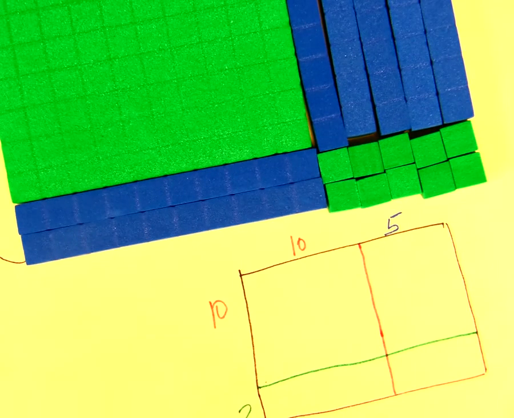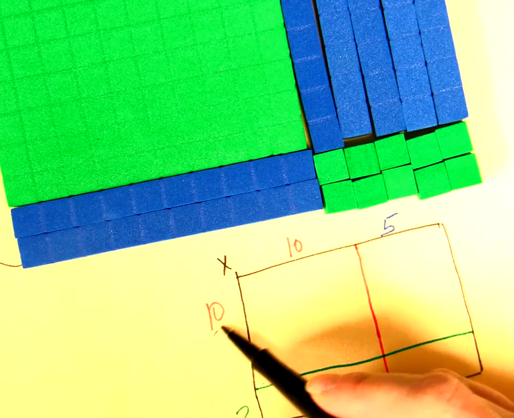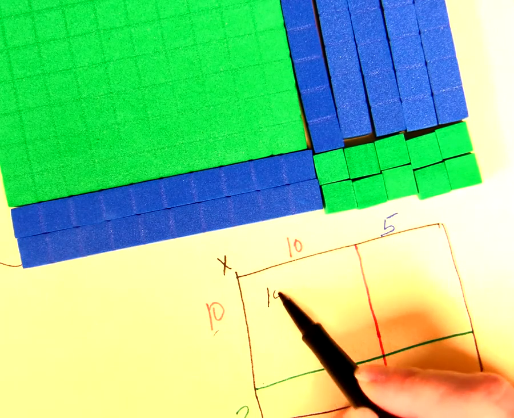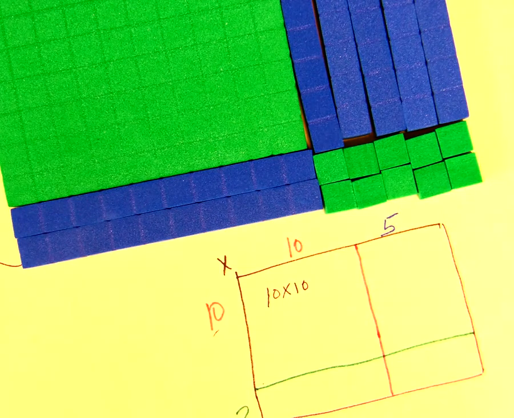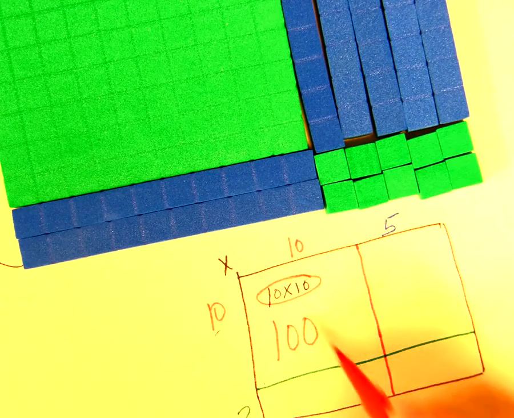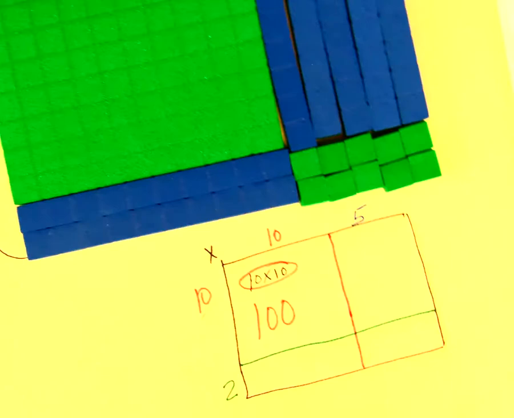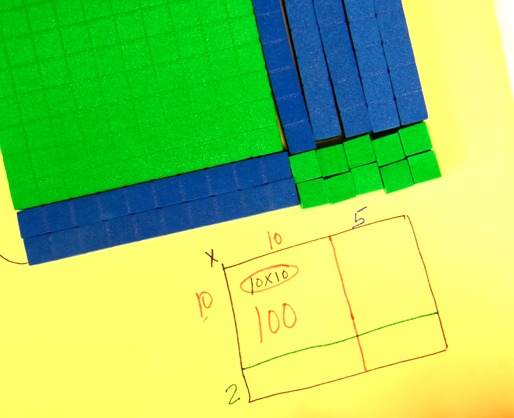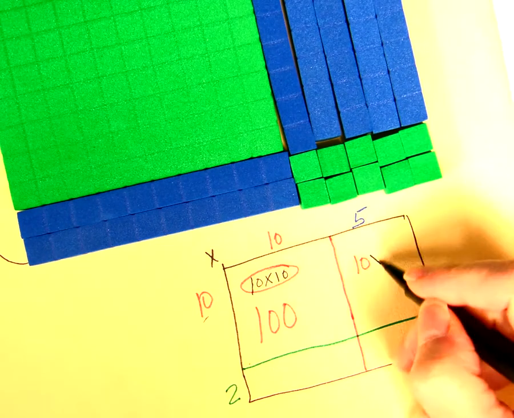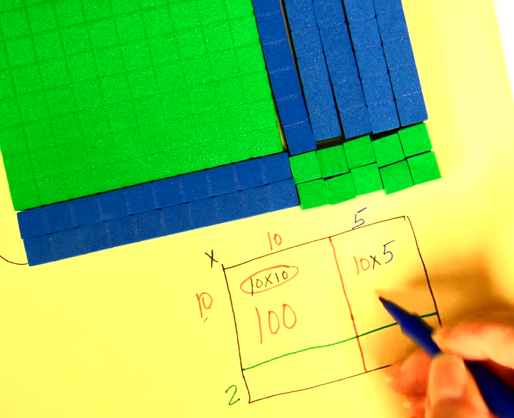And so now I tell the kids, initially when I start, I like them to think about this as 10 times 10. I probably should have done it in red. This is 10 times 10, so this is going to be 100. And if you look, it was 100. And then I say, well, now this section is 10 times 5, and that equals 50.